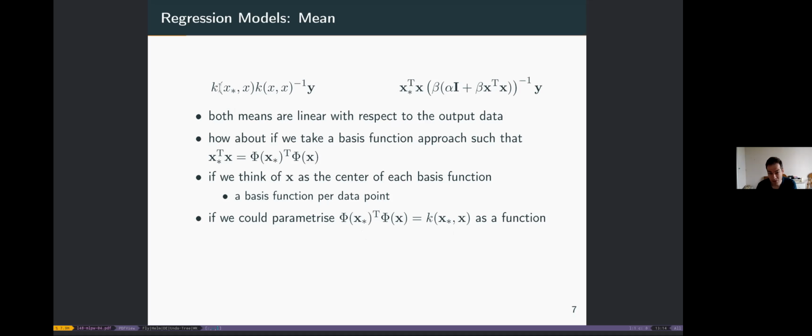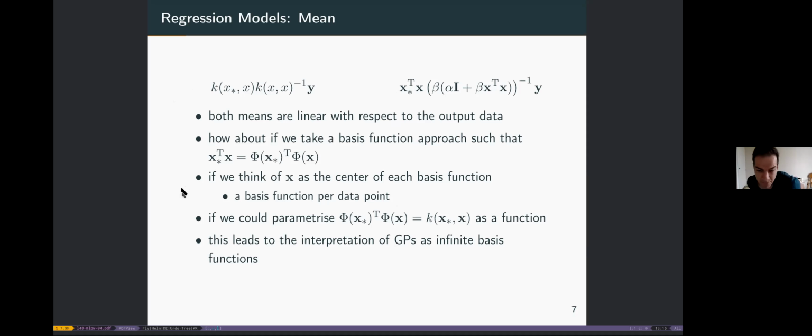So what you have is the data, the input location you want to look at, times the data that you've seen. That's pretty similar to that. And then in here, you've got the data that you've already seen taken as an inner product. So if you would do that, this would then lead to the interpretation of a GP as an infinite set of basis functions, simply because I can see as much data as I want, right? So now this is a different way of arriving at Gaussian processes.